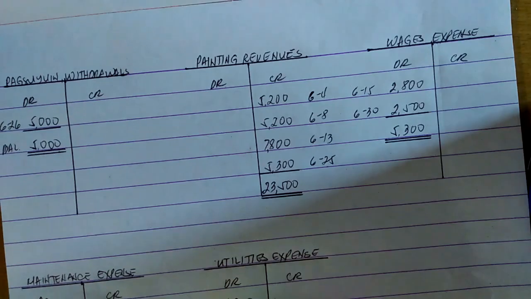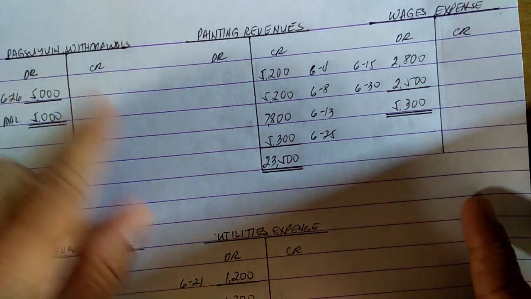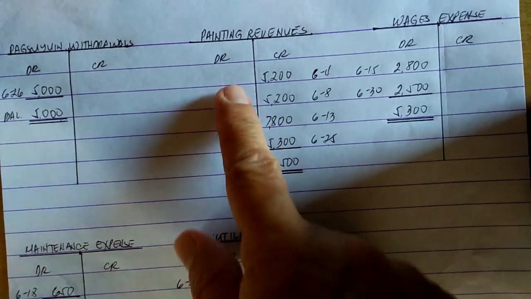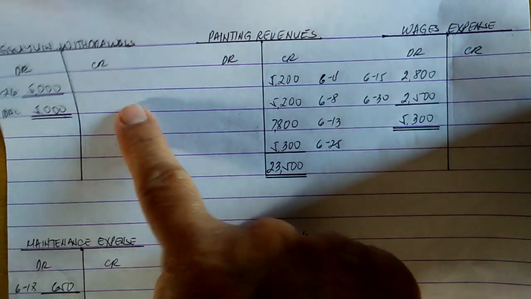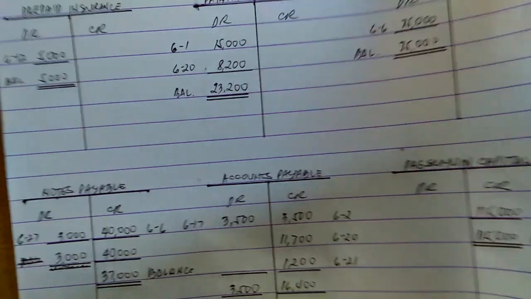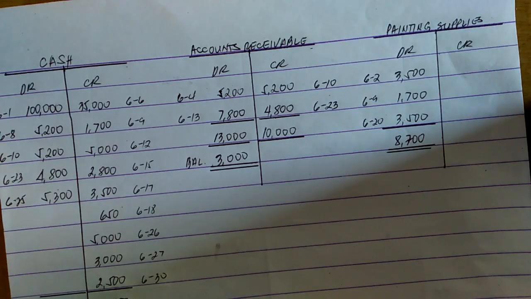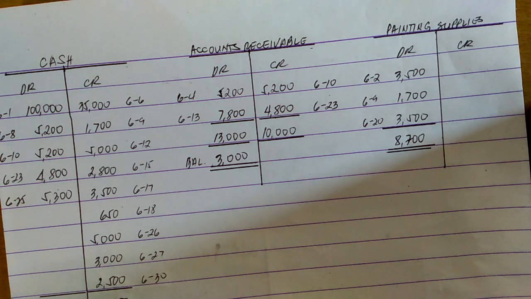Okay? Makikita nyo, magkakasama lahat ng expenses. Owner's equity, revenues, Pagsuyuin withdrawals, and then capital. Liabilities ang notes at accounts payable. And lahat ng nasa taas is asset.